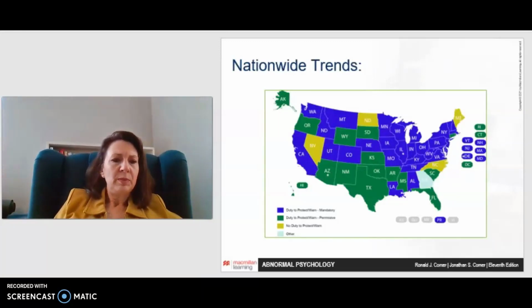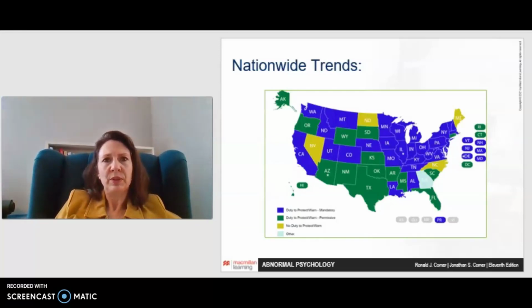In terms of nationwide reporting, in Texas, you'll see we are a green state, which means that if we have a situation where a person has made a threat toward another individual or toward themselves, we have mandatory reporting if there's a threat toward self, and we have permissive reporting if there's a threat toward another. Most people report in the state of Texas.